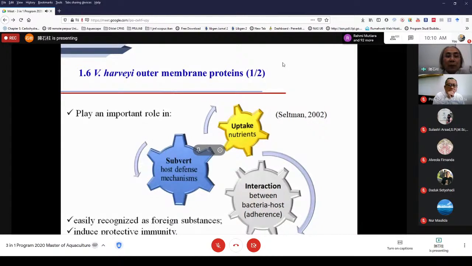The outer membrane protein. Outer membrane protein means it is located on the bacterial cell membrane surface. So this membrane protein is also an important factor. Bacteria can adhere to the host, meaning the fish, using the outer membrane protein. It can induce protective immunity. It is easily recognized as a foreign substance and induces protective immunity.